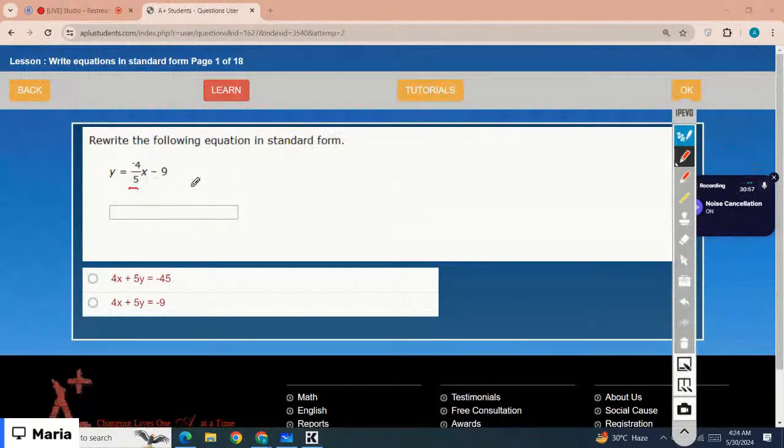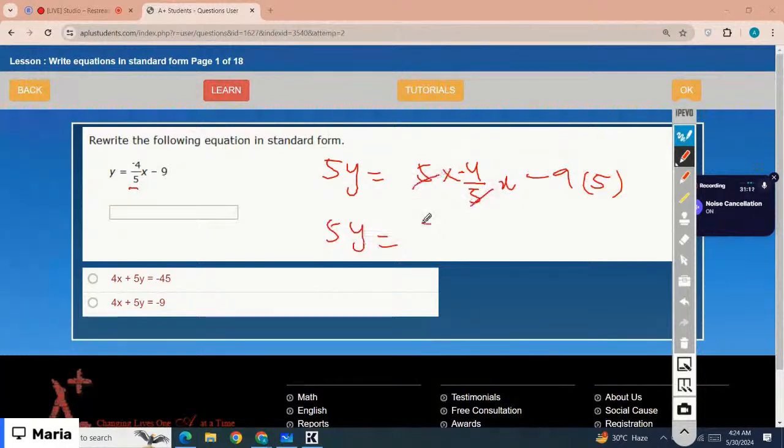First thing you need to remove that 5. So multiply both sides of the equation by 5, right? Both sides means you need to multiply every term by 5. That is 5y equals, 5 and 5 cancel out, negative 4x minus 45, right? So move that 4x to the other side, that would be 4x plus 5y equals negative 45. So which option is the correct one? That is option number 2.